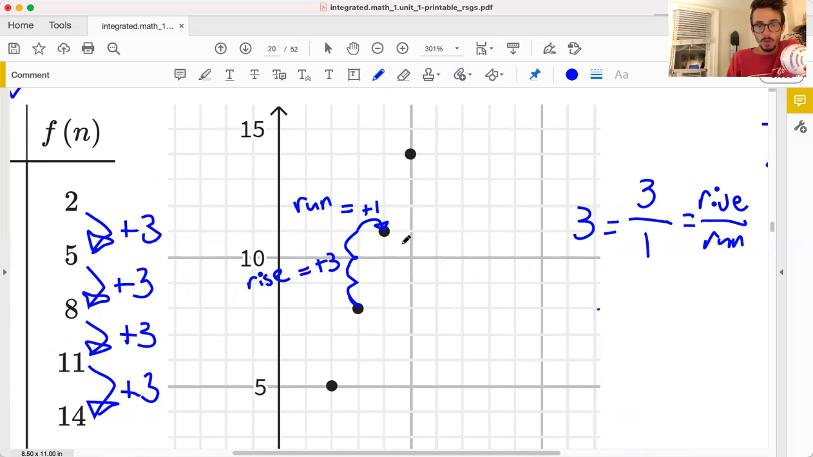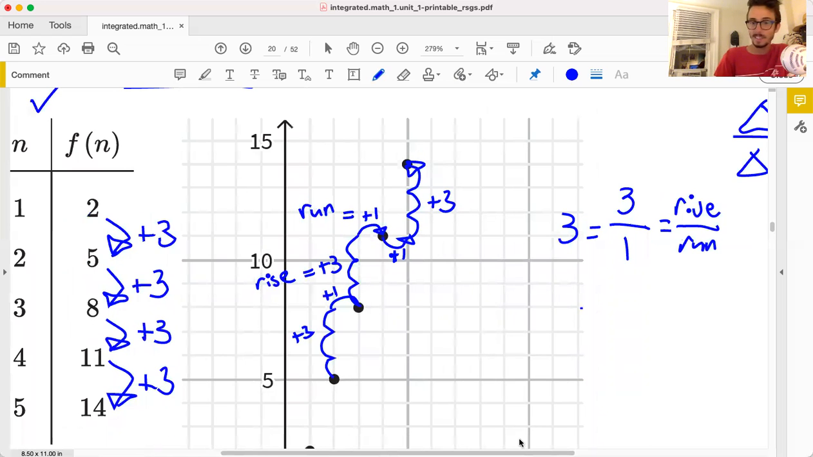What do you think? Could you have also taken this approach, doing the run first and then the rise? Would that work? You betcha, Red Rider. The order doesn't necessarily matter. Personally, I rise first and then run. But as you can see, this is consistent for all of these points. If we were marking from one point to the next point, it's always going up 3 and then over 1. So there you go for that.